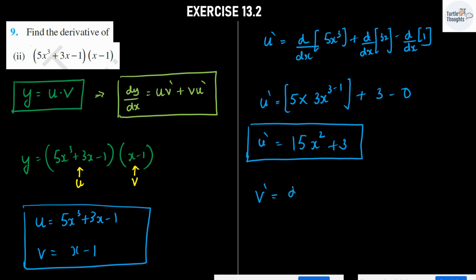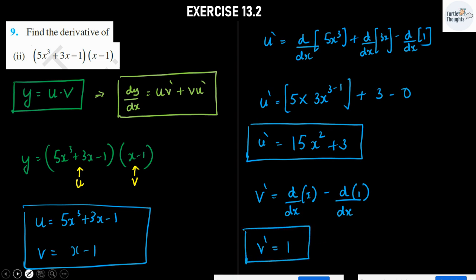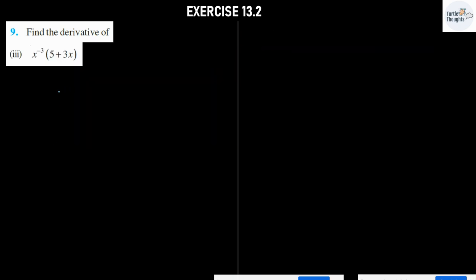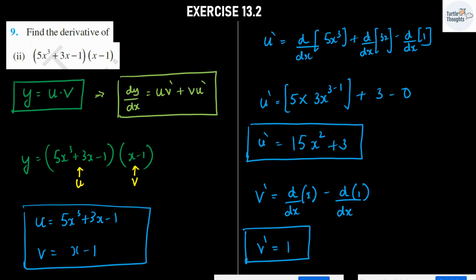V dash is going to be the differential of x minus the differential of 1. V dash can be written as differential of x is going to be equal to 1. The differential of 1 is going to be, anyway it is a constant, 0, so v dash is going to be equal to 1. Now substituting everything in the product rule, I will be getting my answer as dy by dx is going to be equal to, I have u multiplied by v dash.